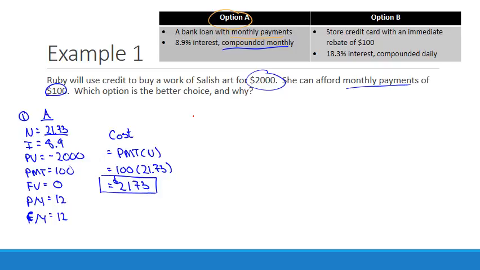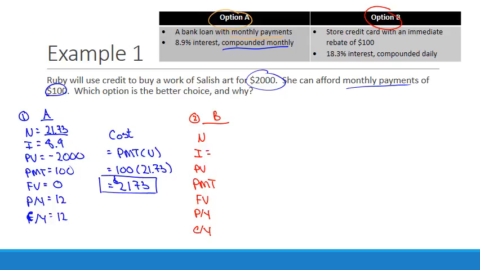But to compare it, we need something to compare it to, so I better check out option B. So option B is over here. Store credit card with an immediate rebate of $100 and there's 18.3% interest compounded daily. So it's a credit card, so I know it's regular payments. And if I know it's regular payments, then I have to write this out. Again, these are the calculator settings. And depending on the calculator you use, I guess they could look a little bit different.